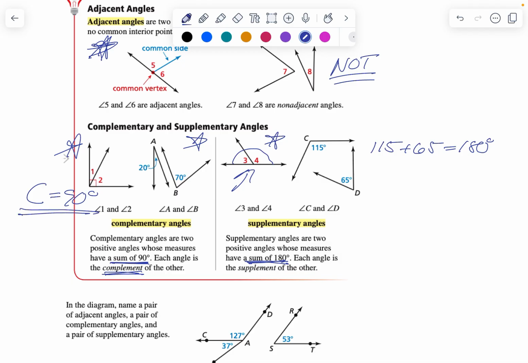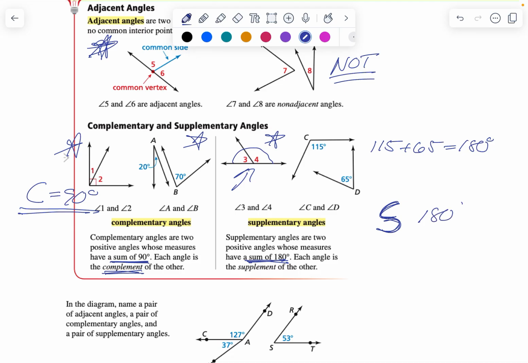Now, how I'm going to help you remember this. C is 90. Notice S is kind of like two C's. Do you see that? S is two C's. So two 90s is 180. I don't know, I'm just trying here. So if that helps you, great.